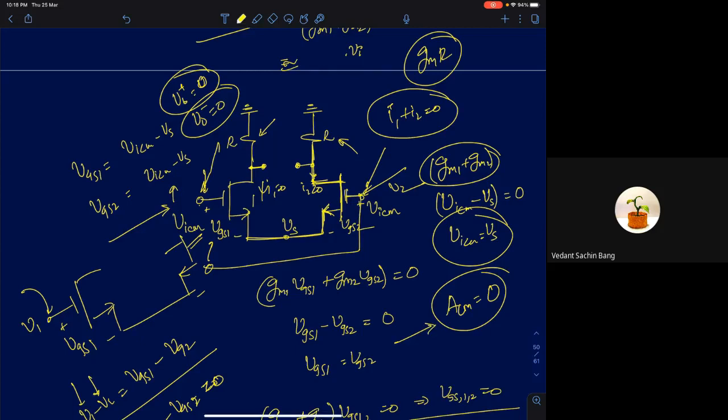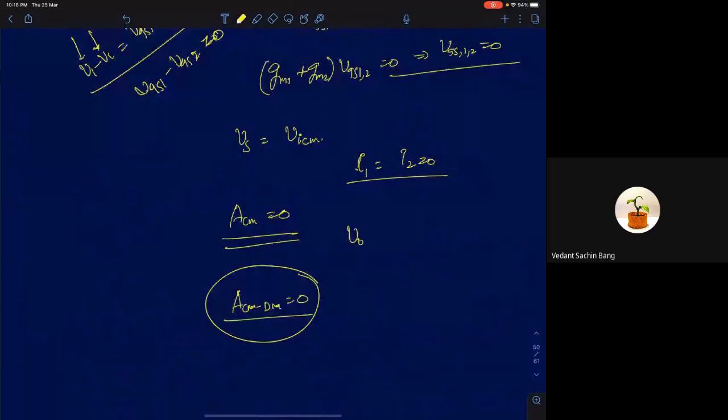And that comes because of the virtue of current biasing. Current biasing enforces some kind of differential nature for the circuit to begin with. It does not permit these two currents to be non-differential. It only permits I1 to be equal to minus I2. So if this current I1 is increasing, I2 has to decrease, and that is being enforced by the constant current source. So ACM is 0. Therefore, you can show ACM-DM is also 0. ACM-DM is again VO plus minus VO minus divided by VICM, but since these both are individually 0, you will get this term also as 0.